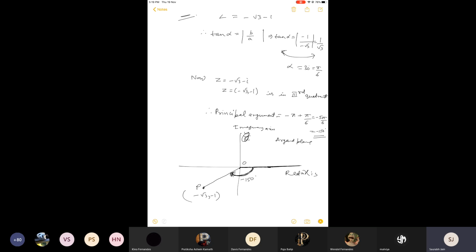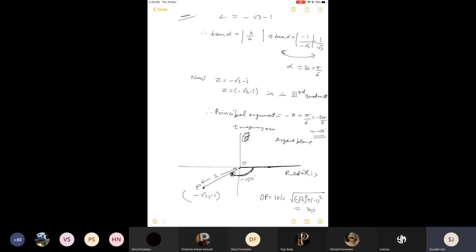This is your point minus root 3 minus 1. If someone asks you what is this distance, this will come out to be 2, because OP is your distance which is mod z, and mod z is calculated as under root of a square plus b square. So if someone asks you, this distance will be 2.